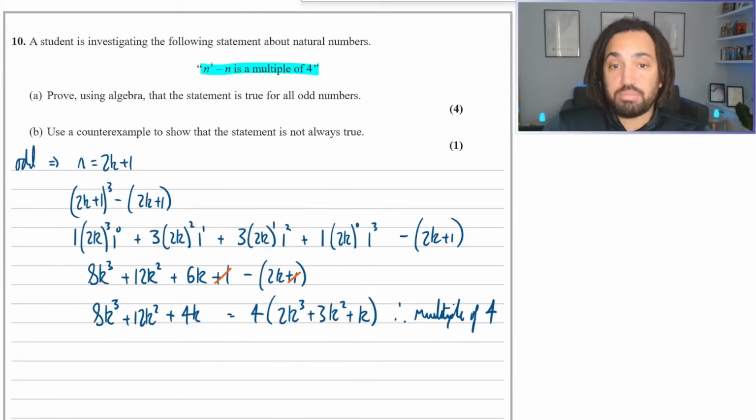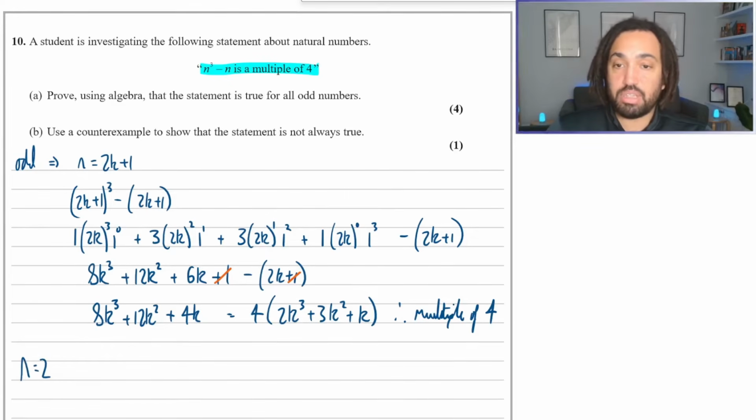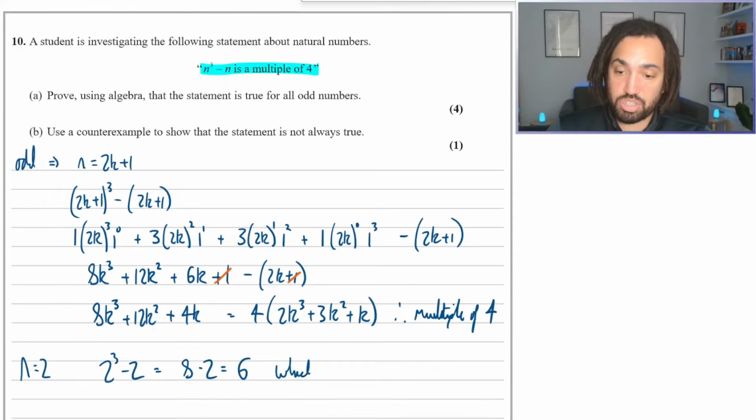Lovely. Use a counterexample to show the statement is not always true. Okay, well I just need to find a number which doesn't work. And I can already see here that if n equals 2, because 2 cubed minus 2 is 8 minus 2, which is 6, which is not a multiple of 4.